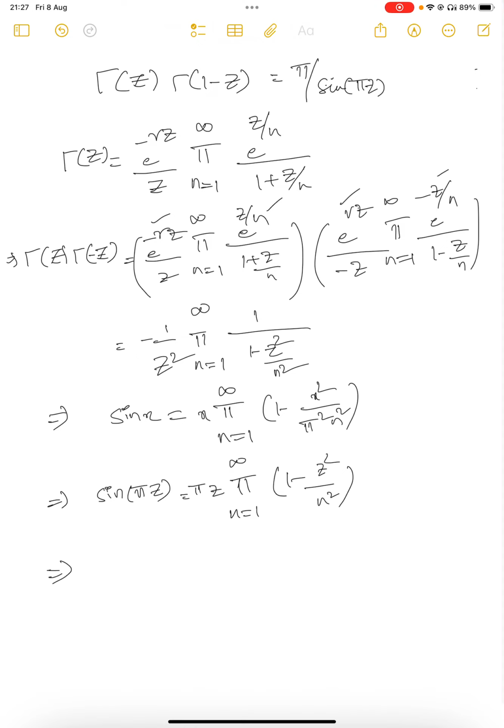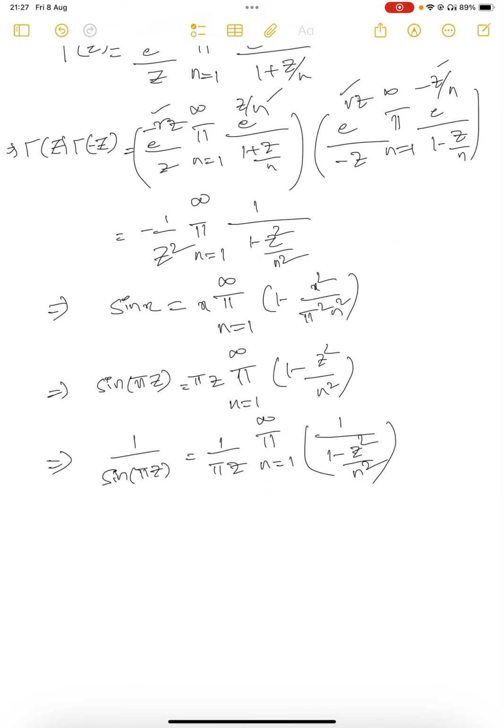So divide this thing, make it inverse, 1 by sine of pi z. That means if you invert this, on the right hand side it will be 1 by pi z, and this part will be product n equal to 1 to infinity. All the terms we are making as inverse. So this is the case. Then this will be product n equal to 1 to infinity 1 by 1 minus z square by n square, which will be pi z by sine of pi z, right?